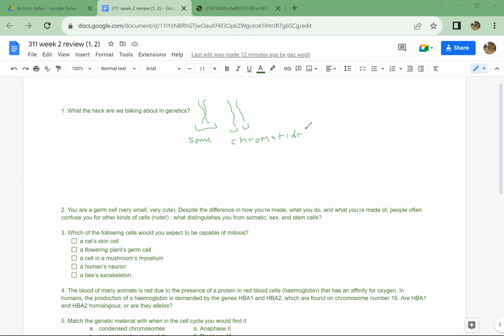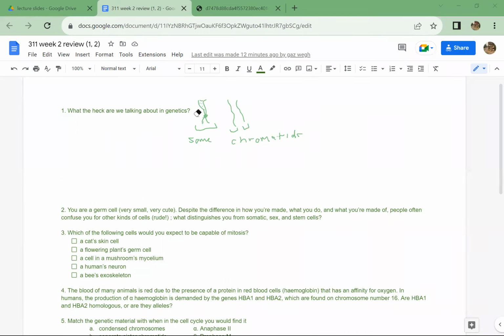Anyway, these chromatids, as we learned in class, are connected at some point by what is called a centromere. They're connected in the center by a centromere. And actually, they're also connected by little fibers called cohesins. But we'll learn more about that later.